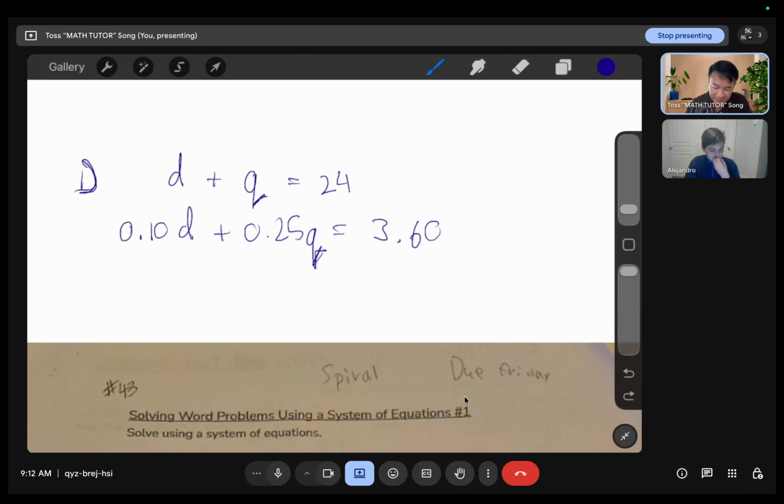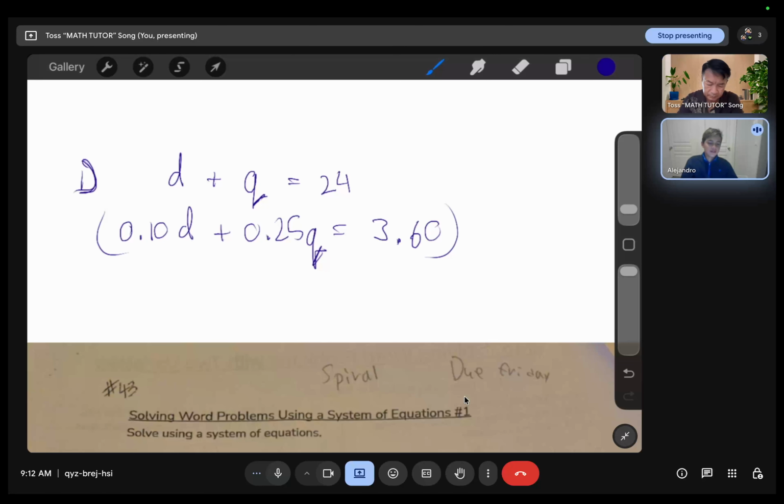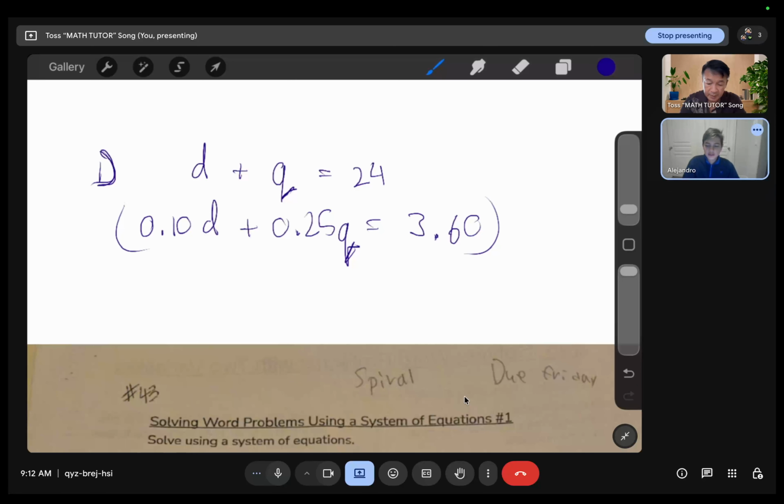All right, cleaning up. Can I ask, what do you do with the second equation to get rid of all the decimals? Yeah, what do you think? Well, if you would times everything by 100. Yes, that's right. Because if you times it by 100, it will move the 2 decimal places over.